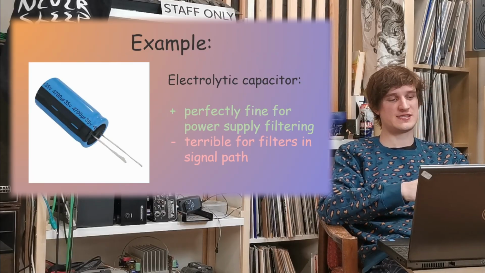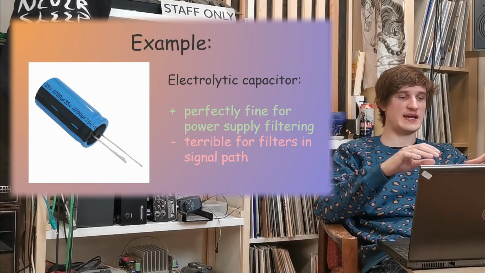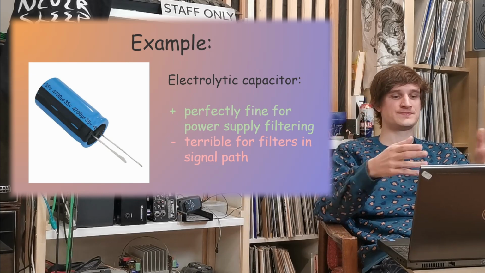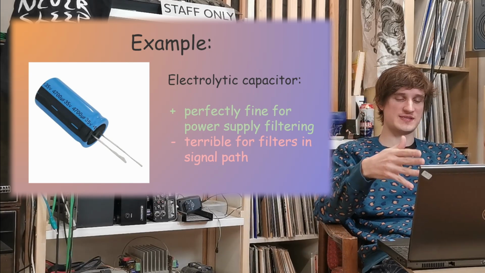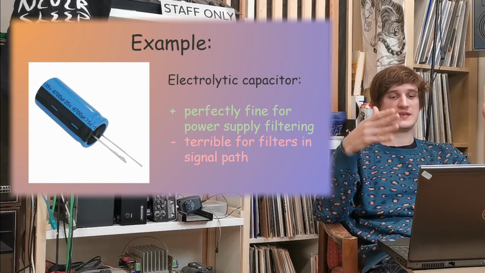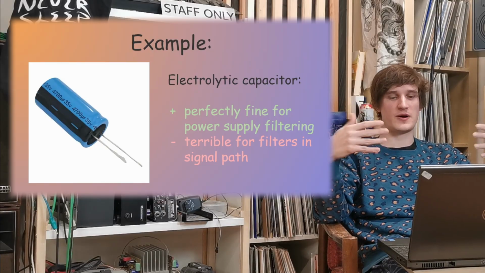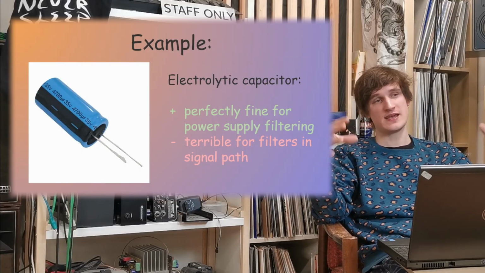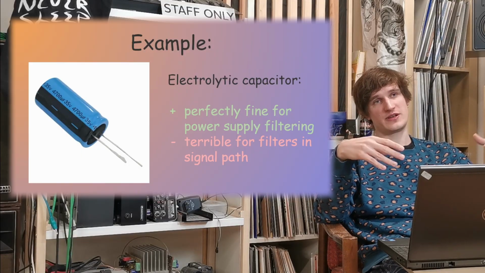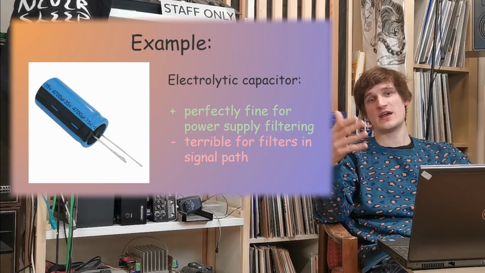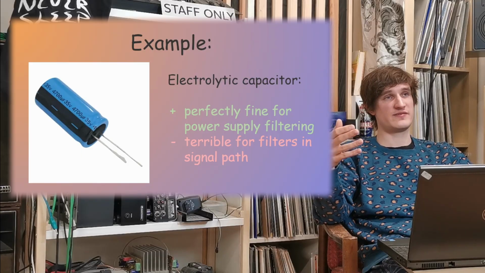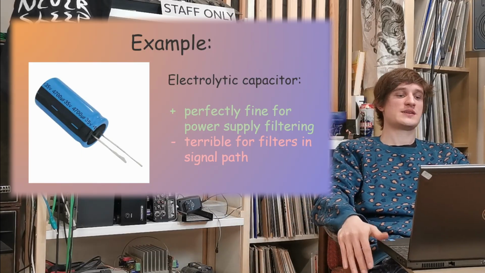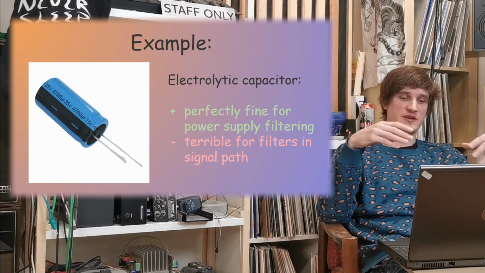This is the first simple example. This is an electrolytic capacitor. It's a very common part. And this kind of capacitor is just perfectly fine for power supply filtering, where you need a huge capacitance. For proper filtering of the power supply, you sometimes use values like hundreds or thousands of microfarads. So yeah, pretty big values.